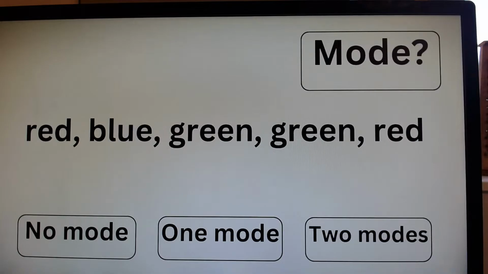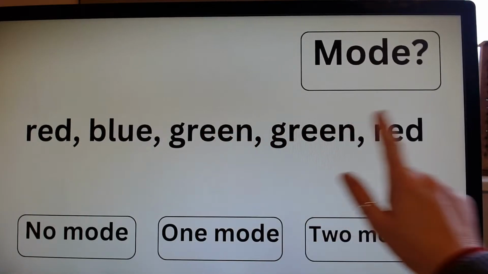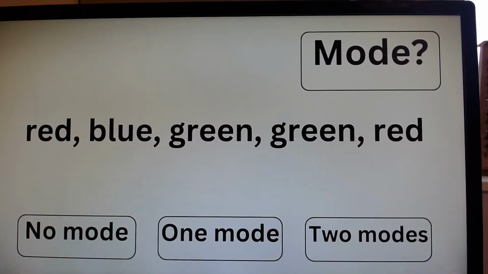Next one, we've got red, blue, green, green, red. Is there no mode, one mode, or 2 modes? This one, there is 2 modes. We've got green repeated twice and red repeated twice. So that would be 2 modes, red and green.